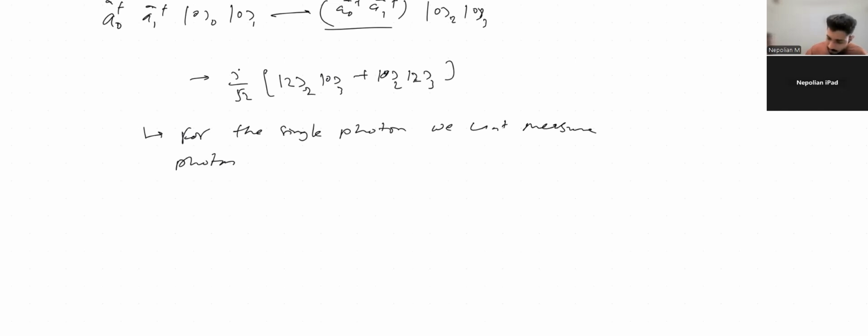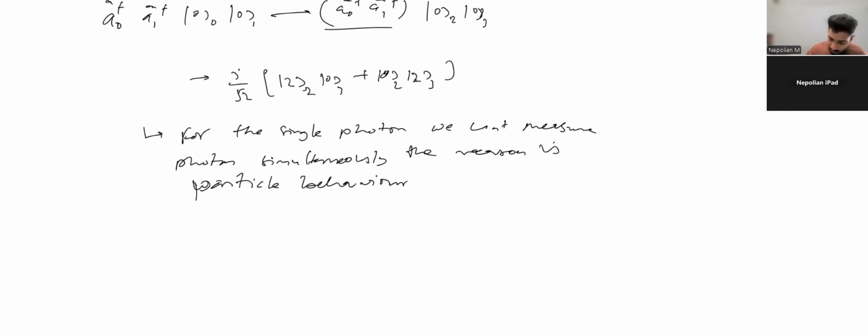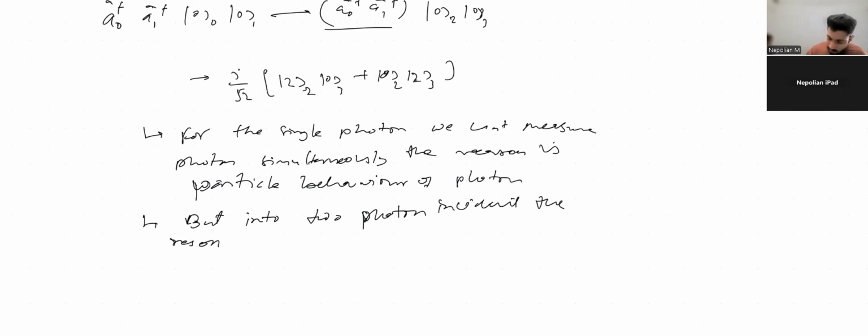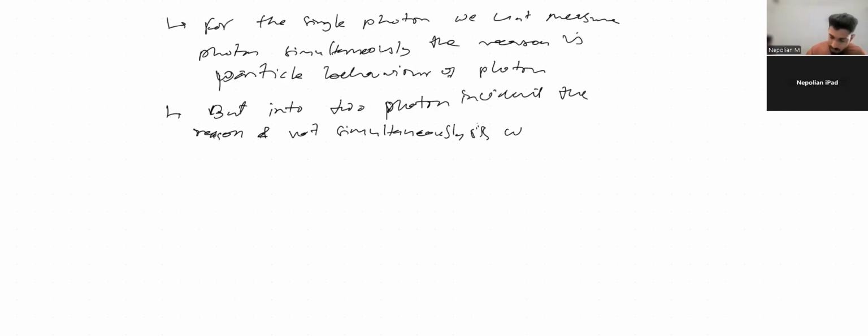Simultaneously, the reason was the particle behavior of the photon, but in the region of no simultaneity there is wave-like behavior, the interference of the photon.